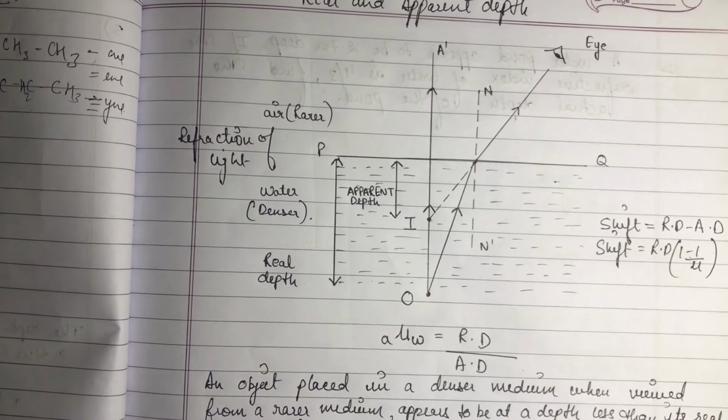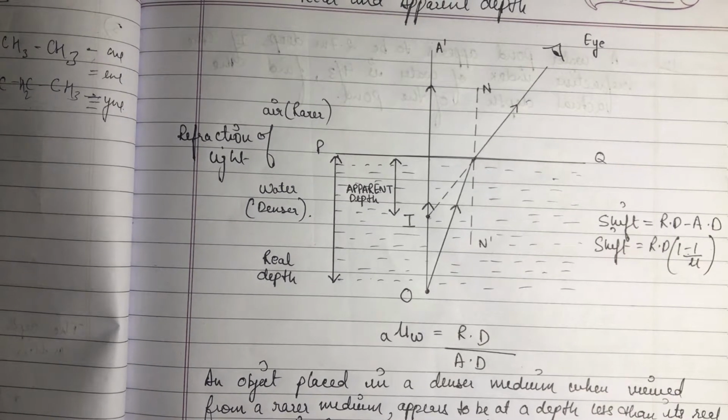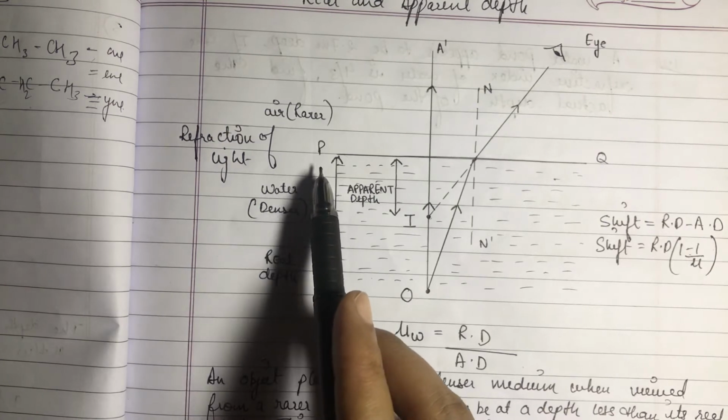Hello students, in the last video we discussed critical angle and total internal reflection. So in this video we will talk about real and apparent depth, and this is the last topic of this chapter. Okay, so here is the image, this diagram we have to study.